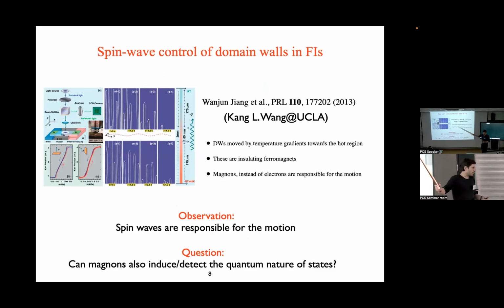As we saw, I will not spend time on this slide because we had these two beautiful talks where you can manipulate domain walls with magnons. For example, this is a work from UCLA, the Kang Wang group, where domain walls and spin waves interact in insulating magnets. So spin waves are responsible for motion, spin waves interact with domain walls. And the question is, can these magnons see any of the level structure?